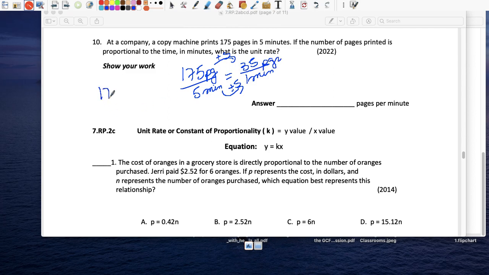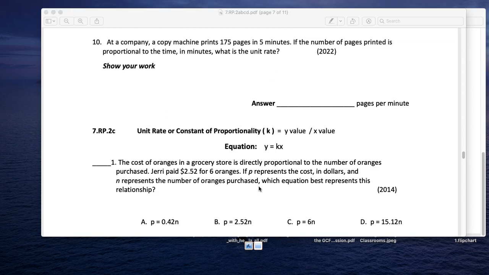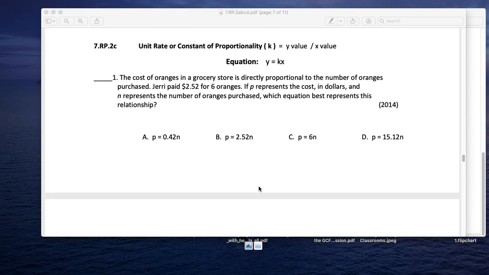If you wanted to, by the way, let me write this. 5 minutes again, and you write x over 1 minute, right? X pages in 1 minute, and you cross multiply, you get the same answer. Okay, so here's your unit rate. Constant of proportionality, they give you the formula. Again, k equals y over x.